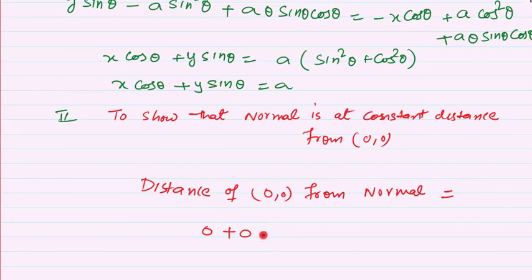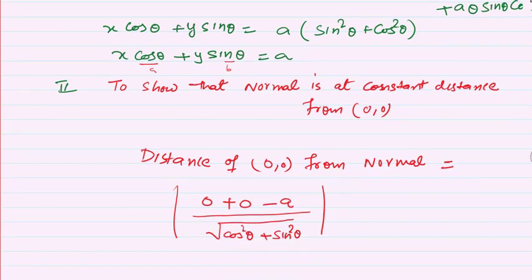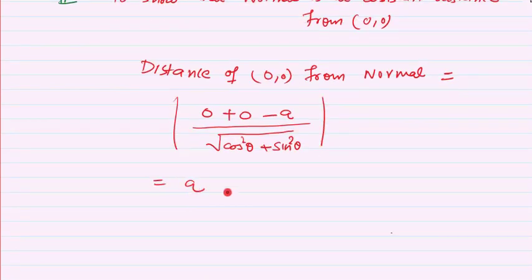Similarly 0 we are getting here, minus a, upon square root of a square plus b square. Here a is cos theta and b is sin theta. So cos square theta plus sin square theta, and modulus of it, which is clearly equal to a, and which is clearly a constant. So that's why we have proved that the distance of normal from origin is constant. Hence proved.